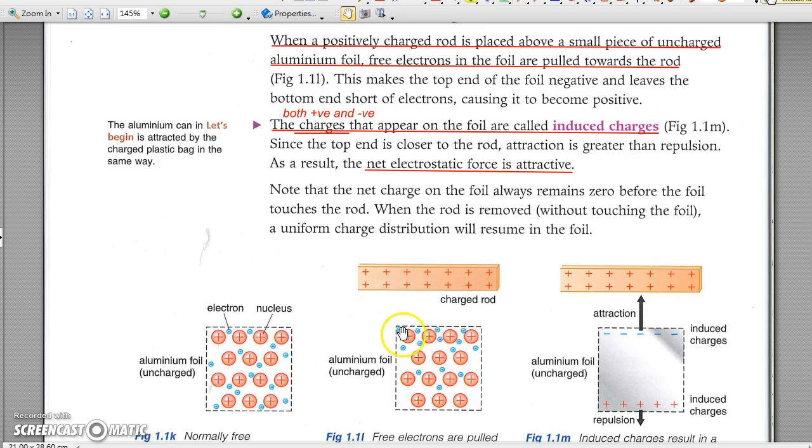The top of the foil becomes negatively charged, and the bottom becomes positively charged, due to the uneven distribution of electrons. We call the positive and negative charges produced in this way induced charges.